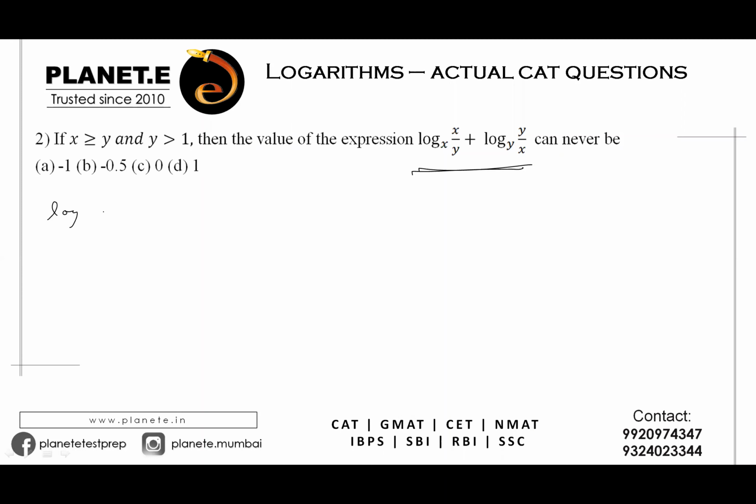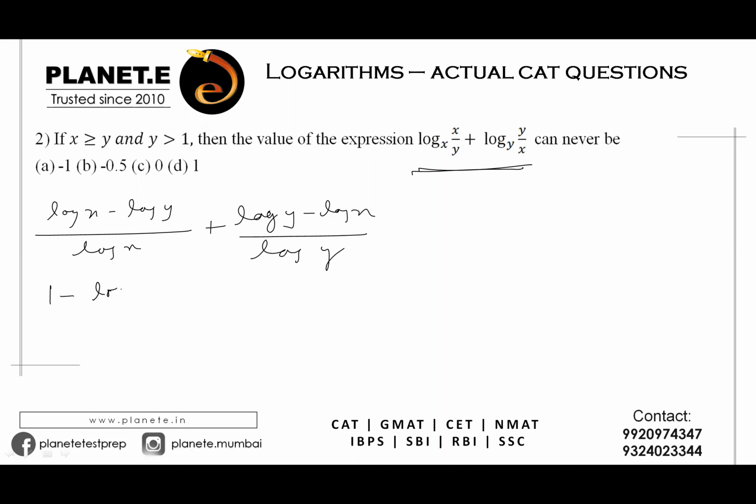So I can write it as log x minus log y, yes or no, upon log x, plus the second term I can write it as log y minus log x upon log y, yes or no. So log x upon log x, this is 1. So 1 minus log y to the base x plus 1 again minus log of x to the base y, right? If I simplify it further, I can see this is 2 minus log of y to the base x, and there will be a plus sign here, log x to the base y.